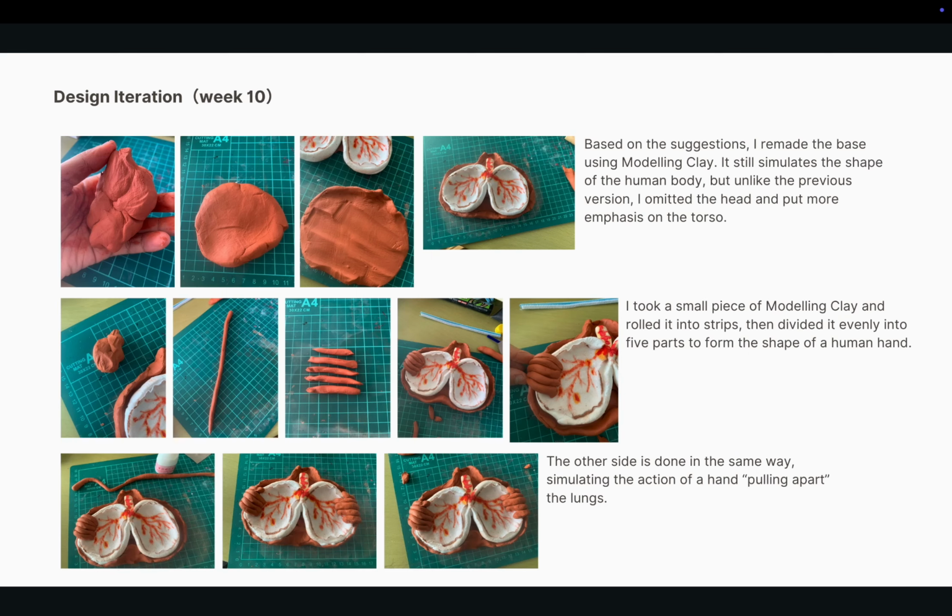In week 10, following my professor's advice, I refined the base with modeling clay, removed the head to emphasize the torso, sculpted two small hands pulling the lungs open, and used red polyester strands to simulate the dense capillaries of the lungs. Here's the prototype test video.